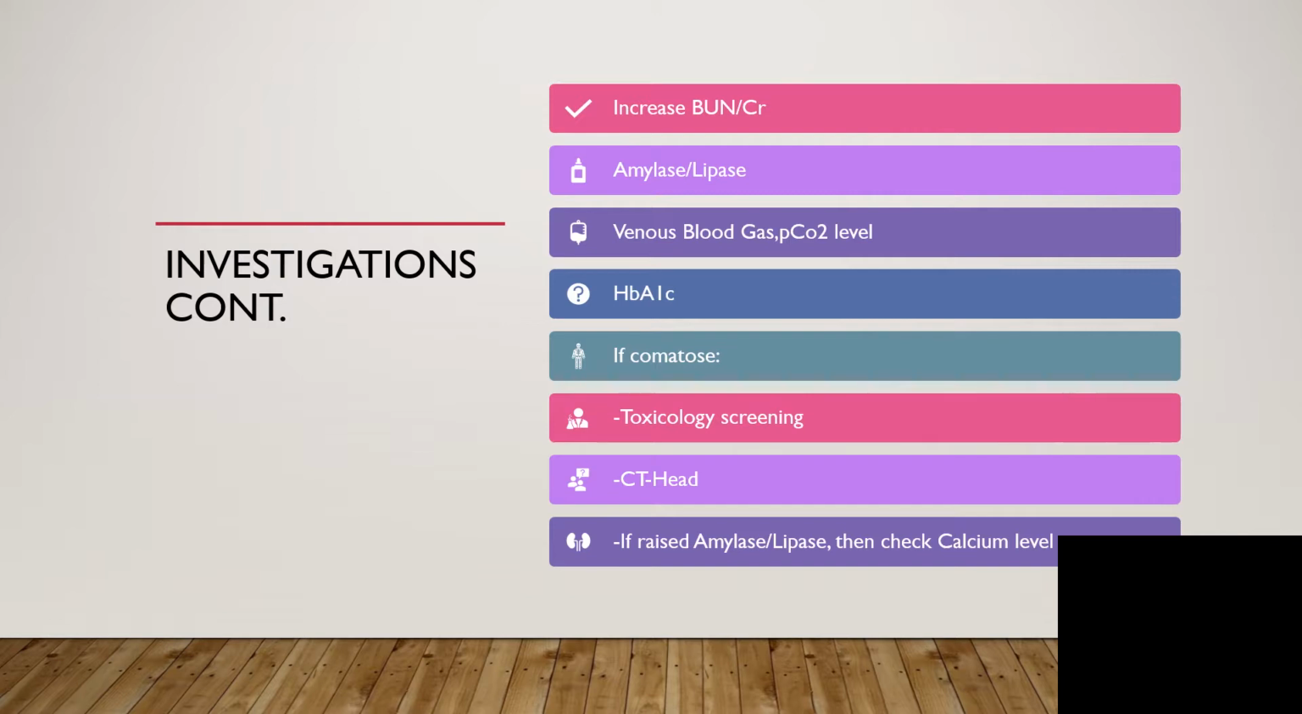Okay, if there is raised amylase and lipase, then we need to check calcium level, because with pancreatitis, we know what is likely going to happen. It's likely going to drop.